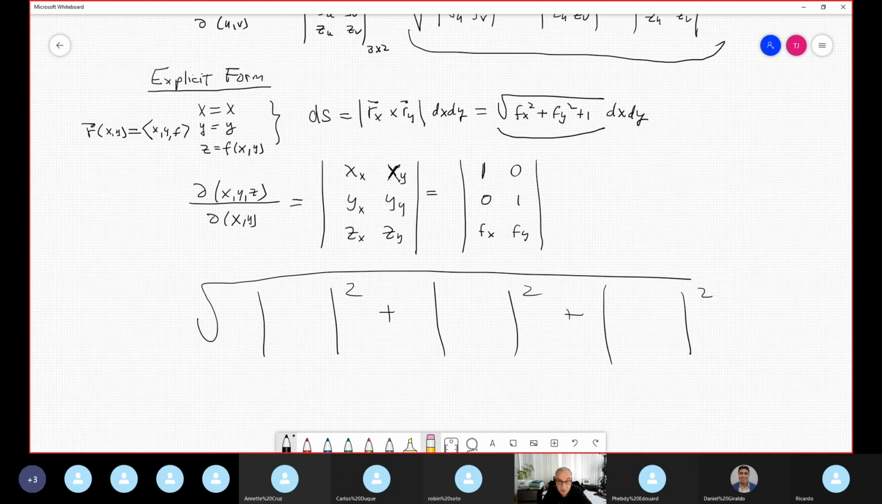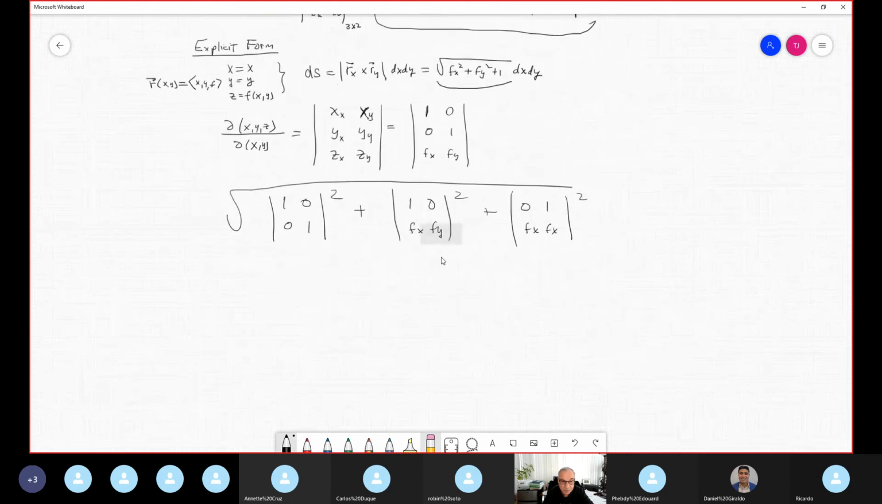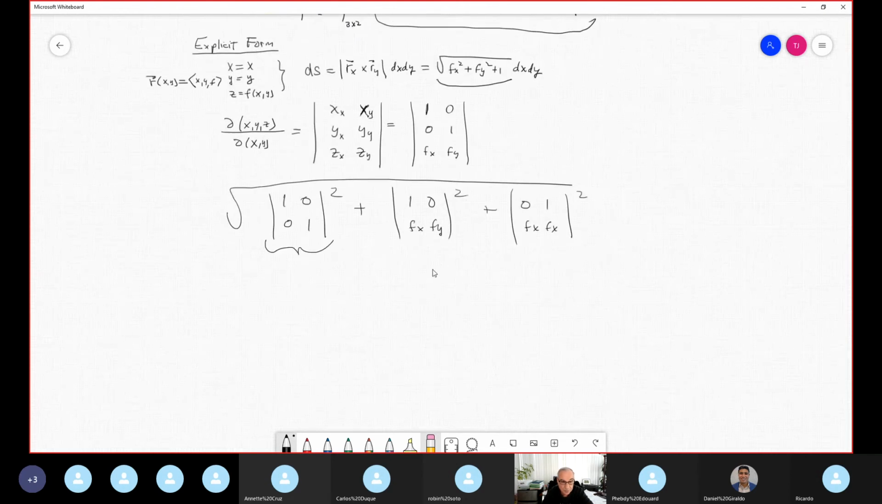And the first determinant, we have this: 1, 0, 0, 1, which is 1. And the second, you have 1, 0, the first row, and the last column, f_x, f_y. And the third determinant, we have again the second row and the third row. Okay, this determinant is obvious, it is 1. This determinant is f_x, sorry, f_y, and its determinant is f_x squared. Wow. And we get exactly the same formula as this.